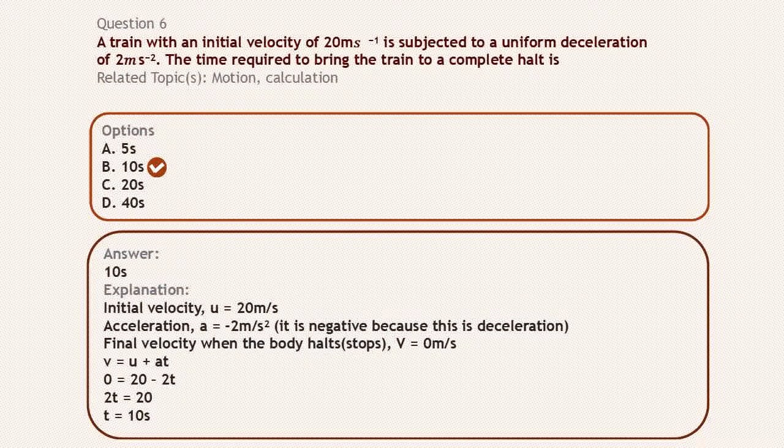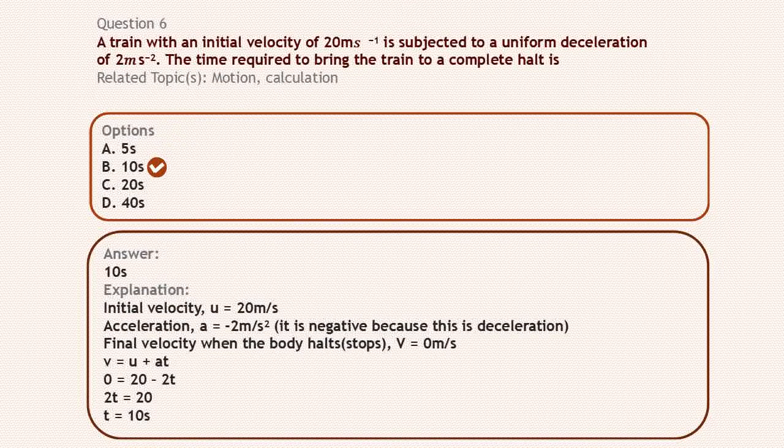We are using the first equation of motion, v is equal to u plus at. In this equation we have the final velocity, the initial velocity, the acceleration, and we are looking for the time. So we substitute all of these values. v is 0, the final velocity, the initial velocity is 20, plus, now acceleration is minus, so plus times minus, this will be minus 2t.